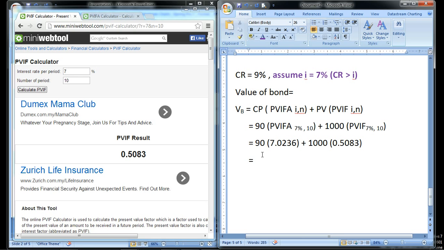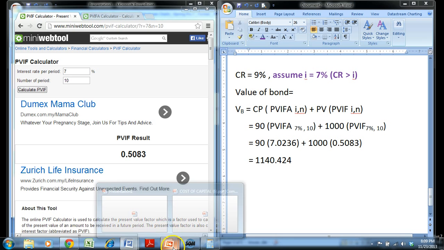90 times 7.0236 plus bracket 1000 times 0.5083. Class, how much do you get? Come, calculate with me. Then you will get 1140.424. So this is the value of bond.